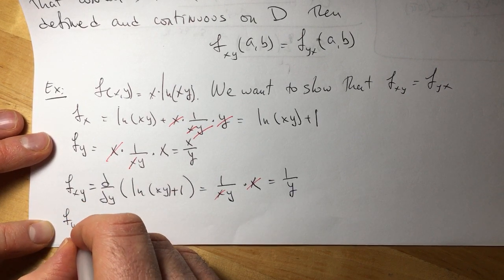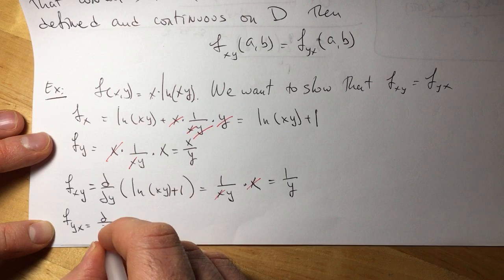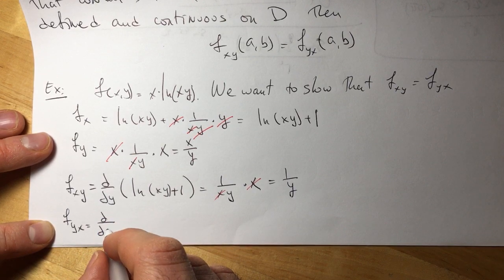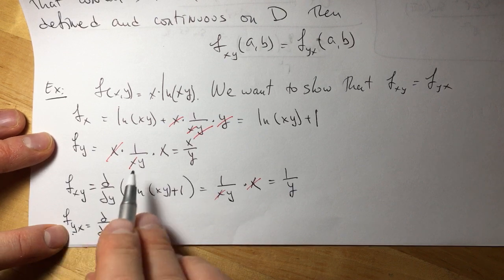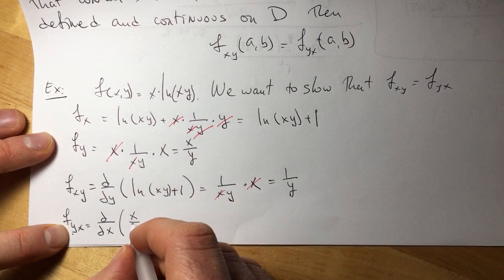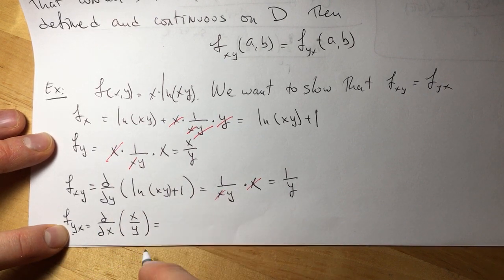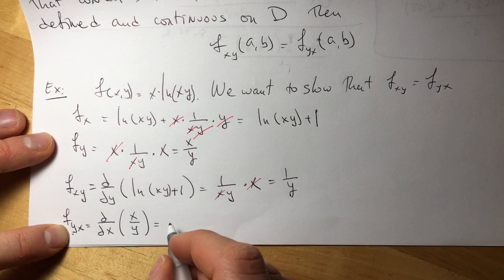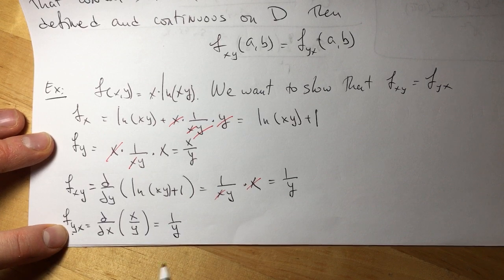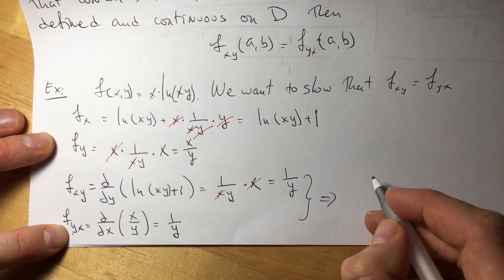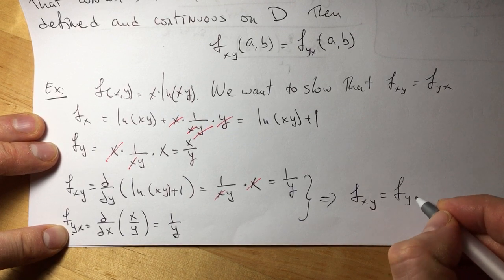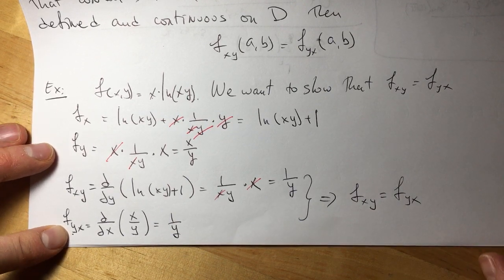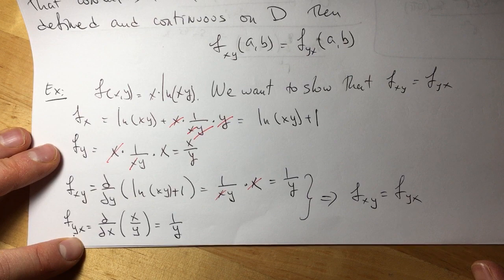And partial yx is equal to the partial derivative with respect to x of partial f partial y. Partial f partial y is x over y. Okay, 1 over y is being treated as a constant. Derivative of x is 1, so 1 over y. And from here, we can see that Clairaut's theorem, of course, it holds. Okay.